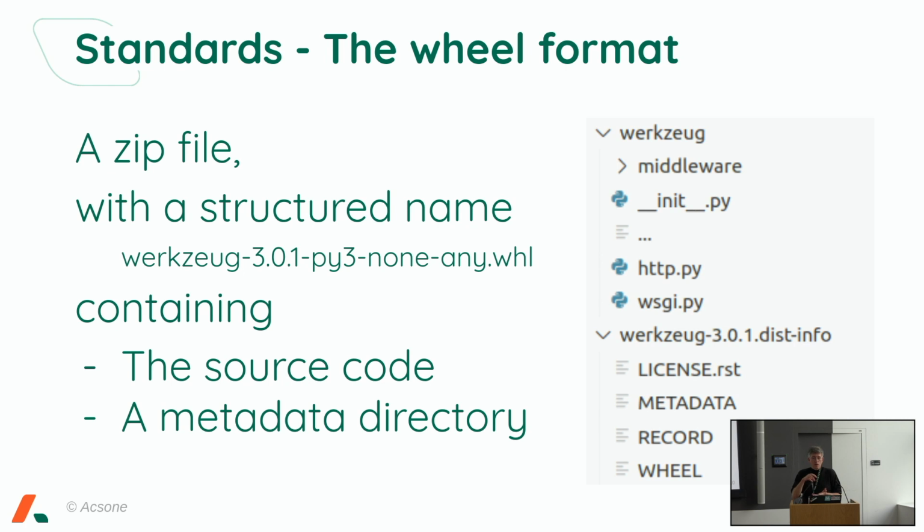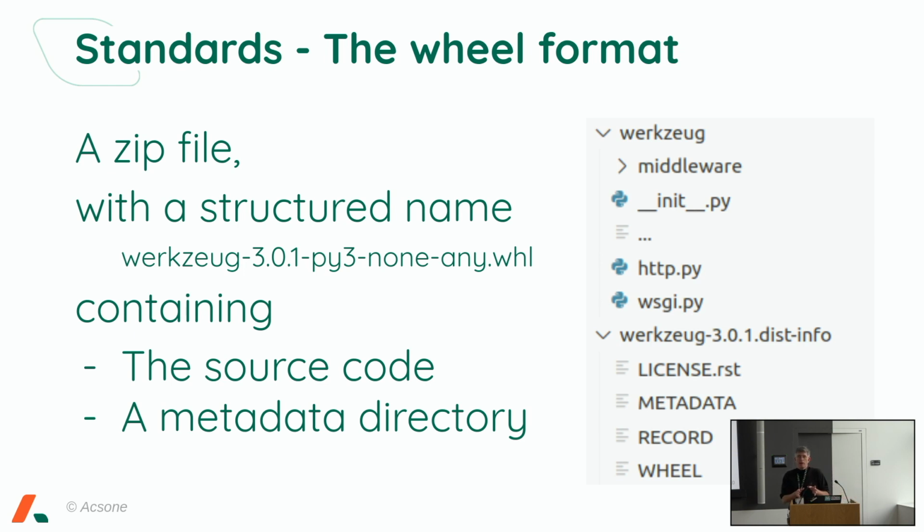And then in the zip file, you have the source code. For a pure Python package, there is nothing else than that, the source code as is. And then the metadata directory, where you can find the full text of the license, or a metadata file where you get all the metadata that I explained before. There are some other details not relevant for today.